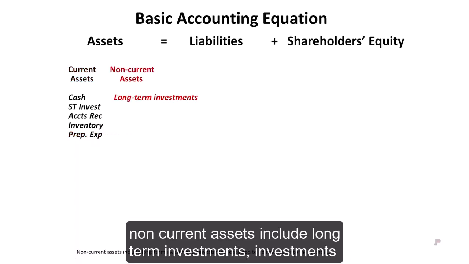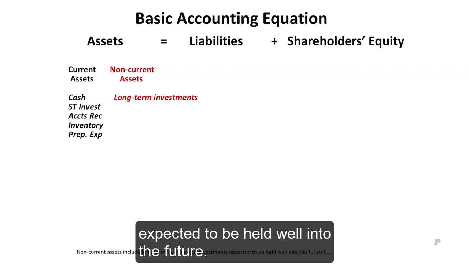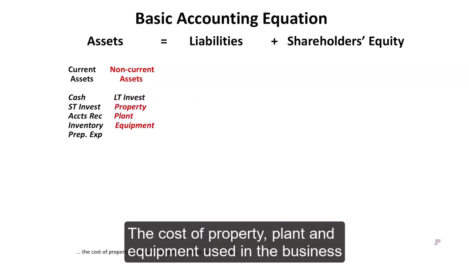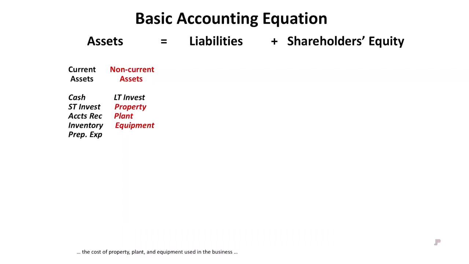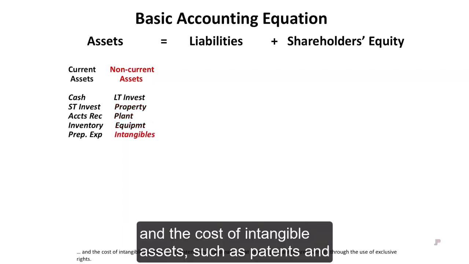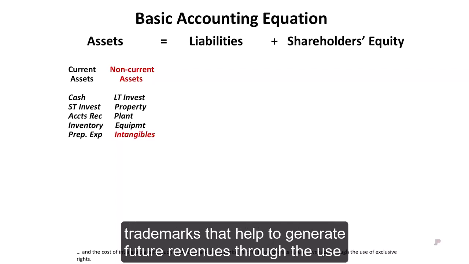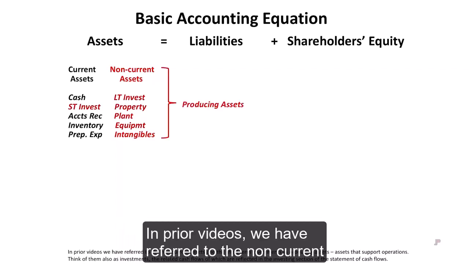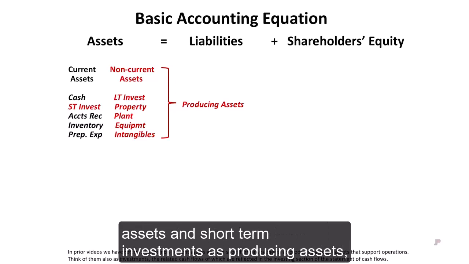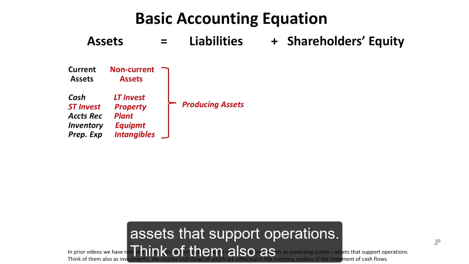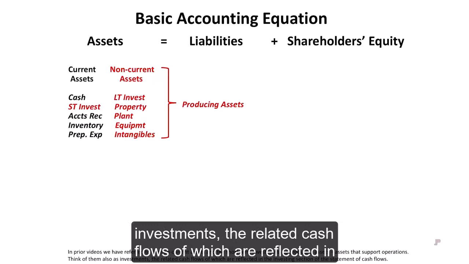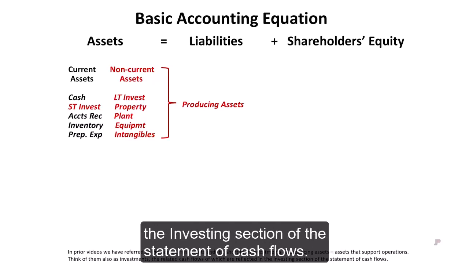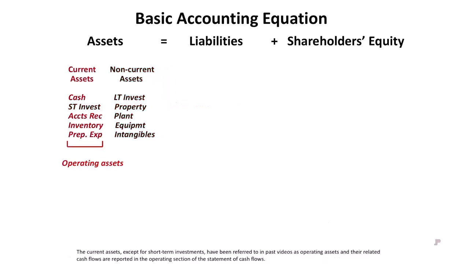Non-current assets include long-term investments, investments expected to be held well into the future, the cost of property, plant, and equipment used in the business, and the cost of intangible assets, such as patents and trademarks, that help to generate future revenues through the use of exclusive rights. In prior videos, we have referred to the non-current assets and the short-term investments as producing assets, assets that support operations. Think of them also as investments, the related cash flows of which are reflected in the investing section of the statement of cash flows.